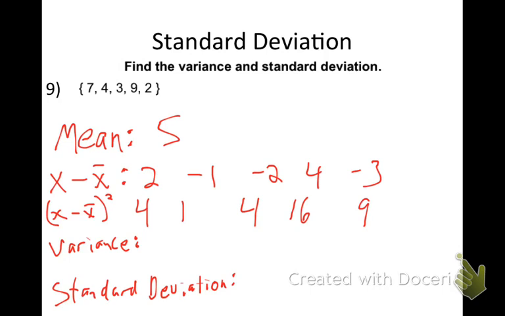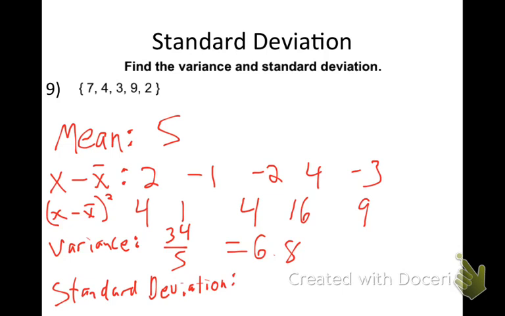And then I find the variance. So to find the variance, add them all up. When you add them all up, what do you get? 34. Not 24. So I get 34, and I divide that by 5, and then I get 6.8. So that's my variance.